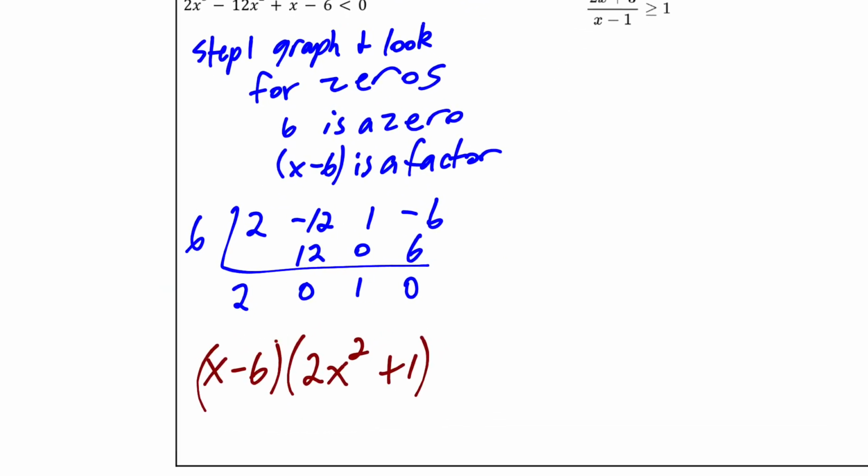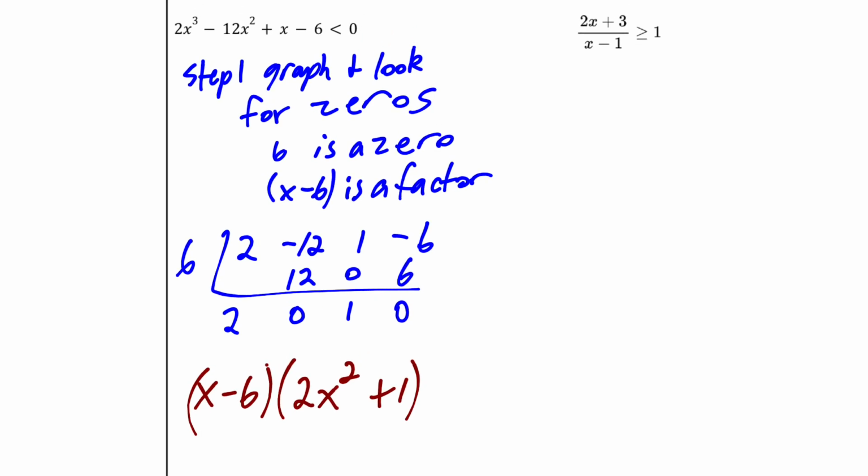For this next one, my step one was to graph it and look for zeros. I found that 6 is a 0. I just did trace, and it was pretty easy to spot visually after plugging this graph into y equals. That means that x minus 6 is a factor. I used synthetic division. I set up 2, -12, 1, and -6 for my coefficients, and I divided this by 6 because that's the 0 for this one. So I guess I divided it by x minus 6.